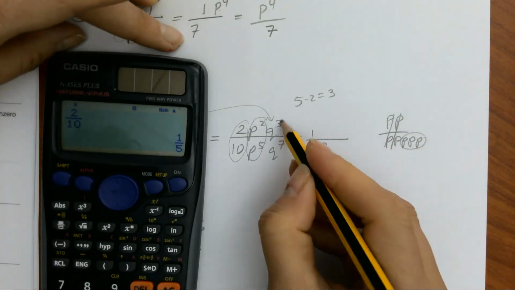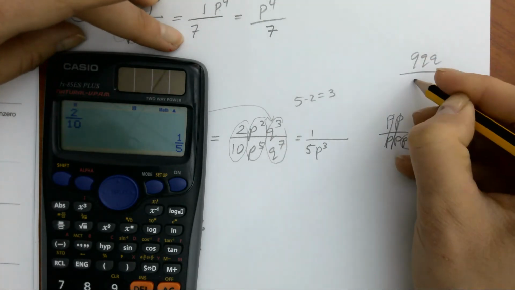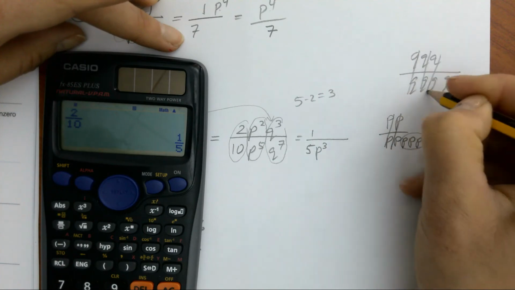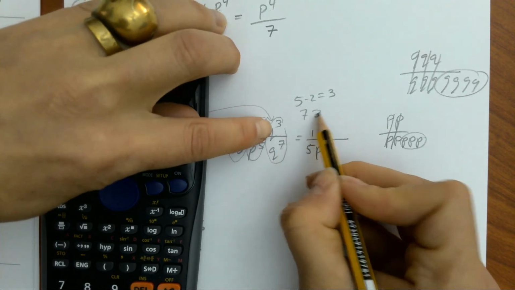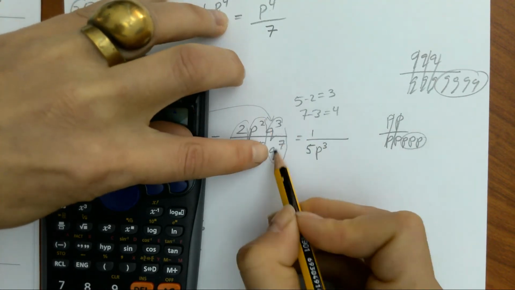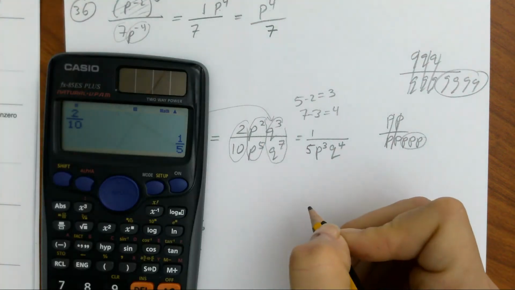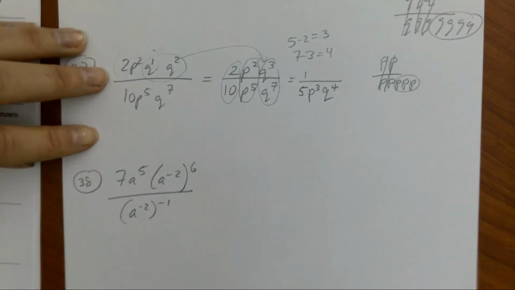Now let's do the q's. 3 q's on the top and 7 q's on the bottom. So I'm left with 4 on the bottom. Or I can just go 7 minus 3 equals 4, and there's more on the bottom, so I'm going to leave them on the bottom. And that's it. Okay, look at 38.